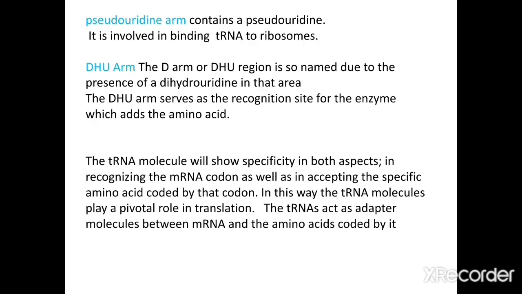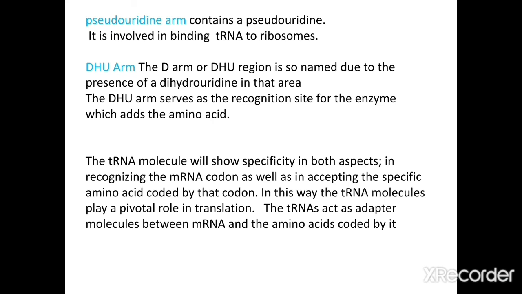The pseudouridine arm is involved in binding of tRNA to the ribosome. Then the D arm is named due to the presence of dihydrouridine in that area. Then this DHU arm or D arm serves as the recognition site for the enzyme which adds the amino acid. So, the tRNA molecule shows specificity in both aspects, in recognizing the mRNA codon as well as in accepting the amino acid coded by that codon.